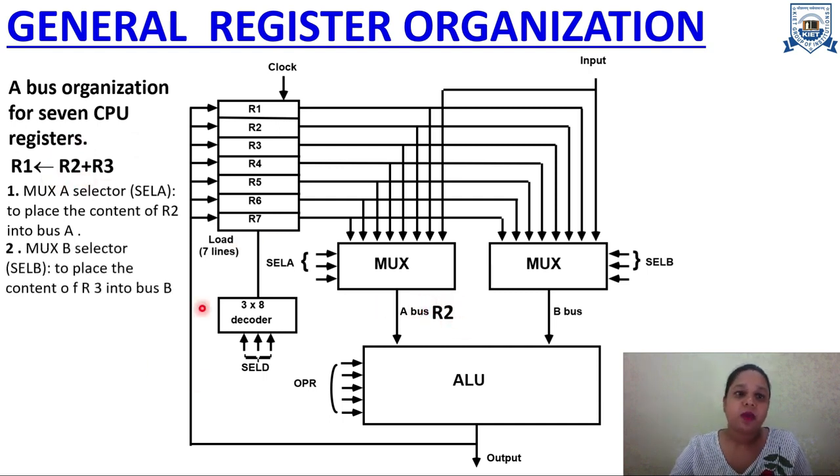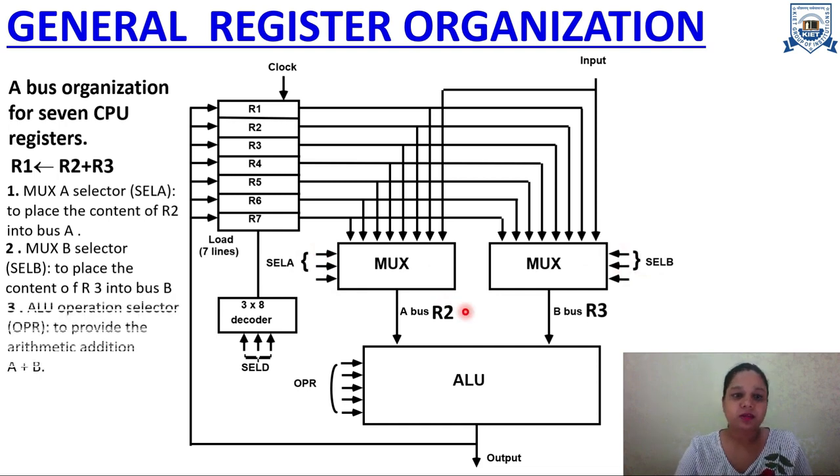Next, mux B selector lines to place the content of R3 into bus B. It means now this mux has to give the next input, that is R3, according to this micro operation. So R3 will be the output of this on the basis of the select line B. You have to remember that these are 3 bits, these are 3 bits. Okay. Now the next step is ALU operation selector to provide the arithmetic addition.